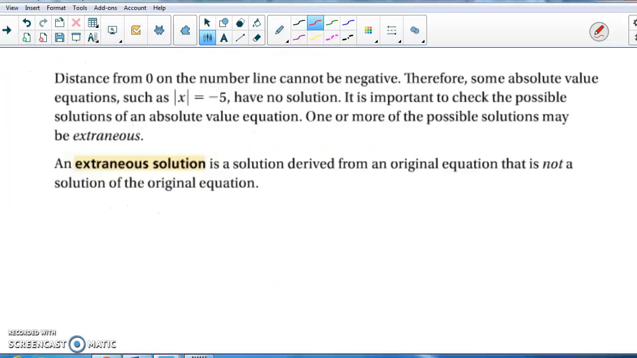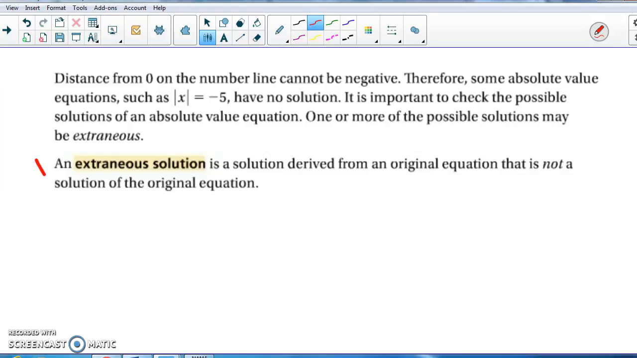The distance from 0 on a number line cannot be negative. Therefore, some absolute value equations, such as the absolute value of x is equal to negative 5, have no solution. So it is important to check the possible solutions of an absolute value equation. One or more of the possible solutions may be extraneous.